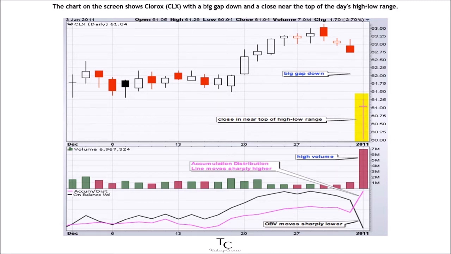The chart on the screen shows Clorox, CLX, with a big gap down and a close near the top of the day's high-low range. OBV moved sharply lower because the close was below the prior close. The accumulation distribution line moved higher because the close was near the high of the day.